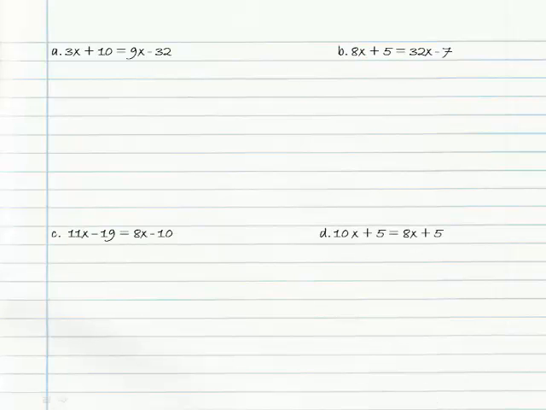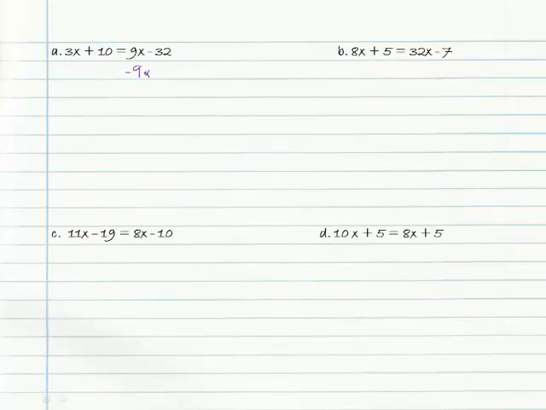Okay, so I have 4 more examples. And each of these, if we look, is simplified already on either side. I can't combine any of these terms. So here I have 3x plus 10 is equal to 9x minus 32.